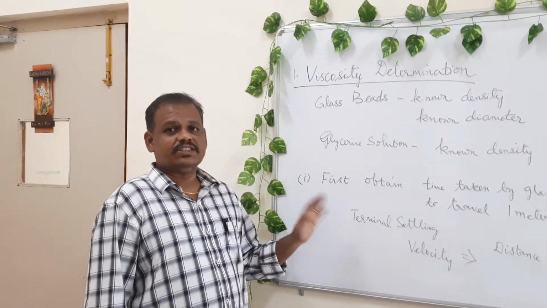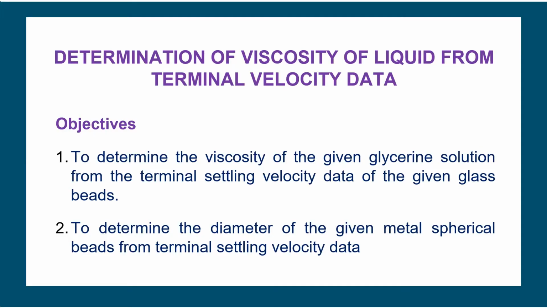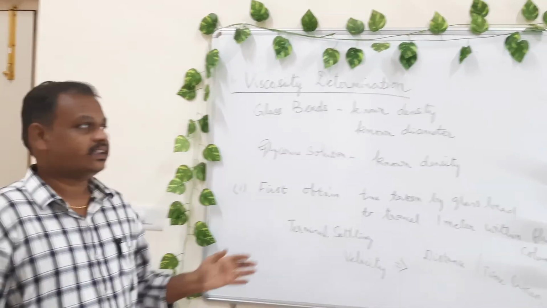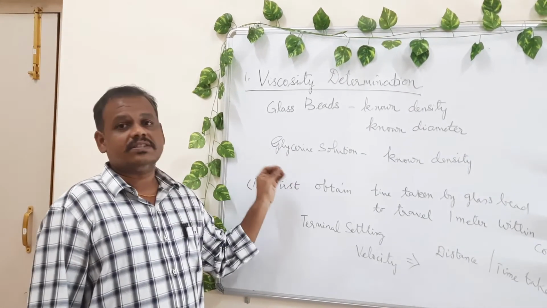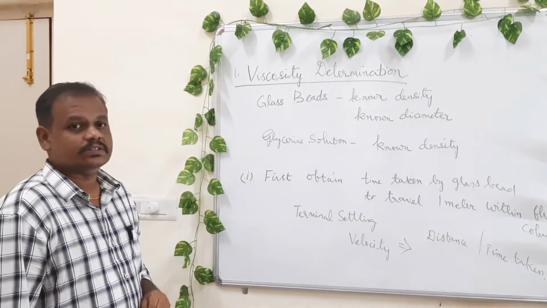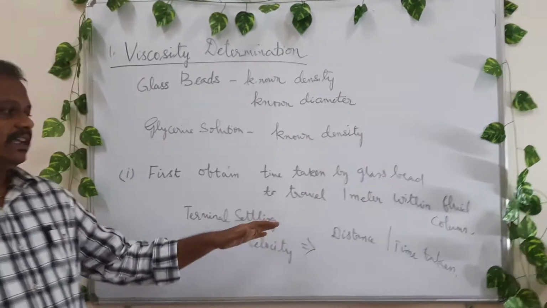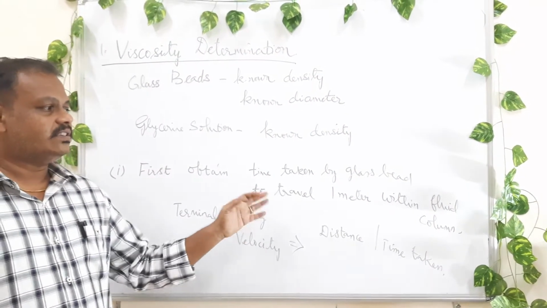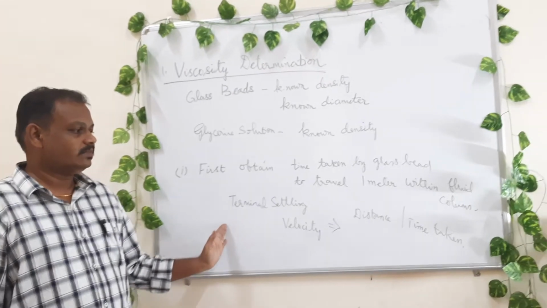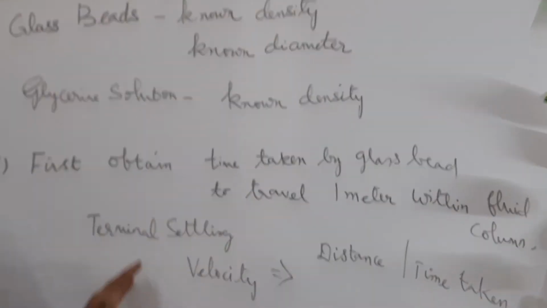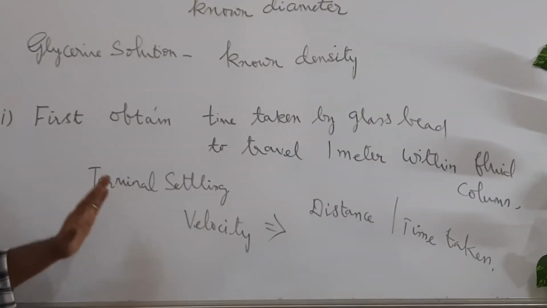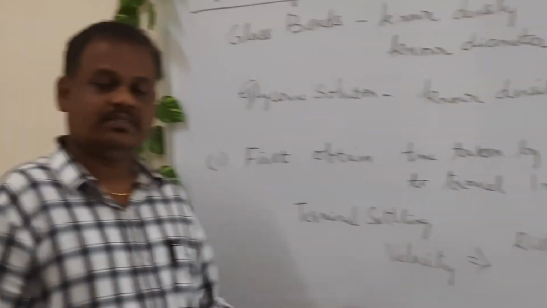The first aim of this experiment is to determine the viscosity of the glycerin solution using the glass beads. In the first case, the glass beads given are known with their density as well as the diameter. Second, the density of the glycerin solution also will be given to you. From the experimental part, what you have to do is first obtain the time taken by the glass bead to travel 1 meter within the fluid column. So we know the distance traveled and the time taken. When you divide distance traveled by time taken, you will obtain the terminal settling velocity.